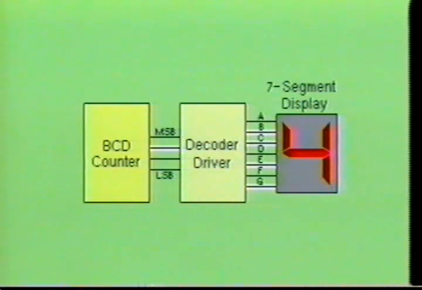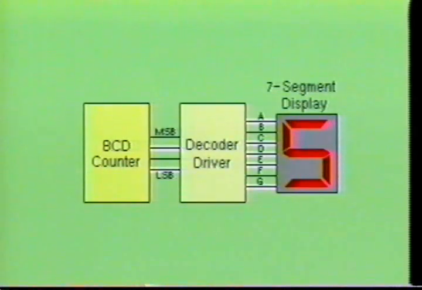When the counter IC increases by yet another count, it produces a BCD coded output of 0100. This BCD code is then decoded by the decoder driver IC, which causes B, C, E, and G to go high. When segments B, C, E, and G are illuminated, the numeral 4 will become displayed.